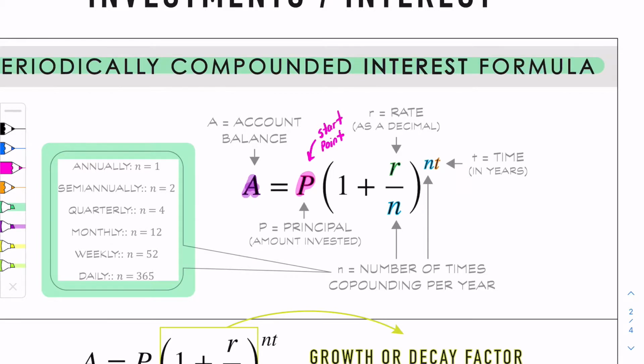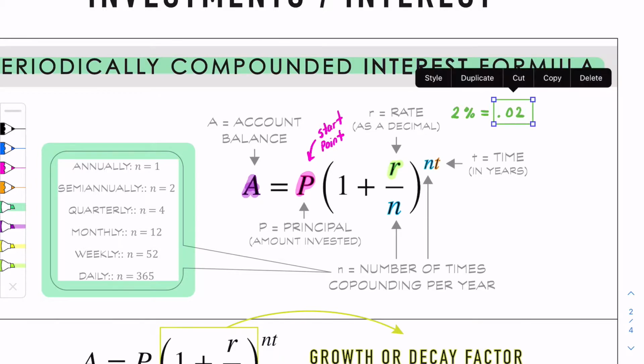The equation goes 1 plus r. r is the rate as a decimal. So for example, if you had a 2% interest rate, meaning you had a bank account that was earning 2% interest, you would need to write this in the formula as 0.02. That's the decimal. So you move the decimal place over 2 places to get the form we're looking for.